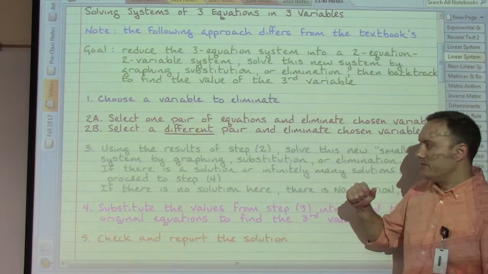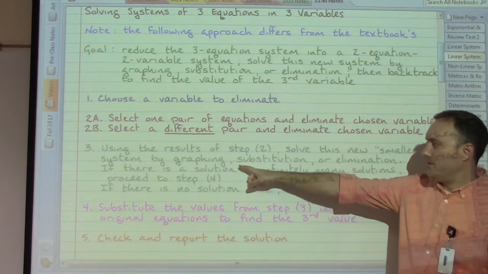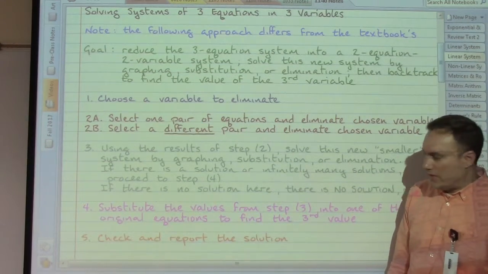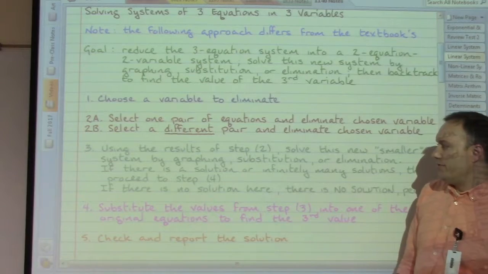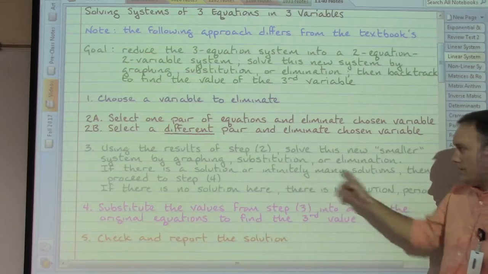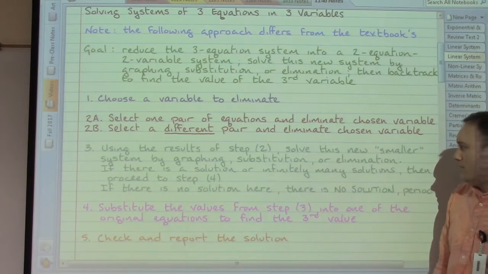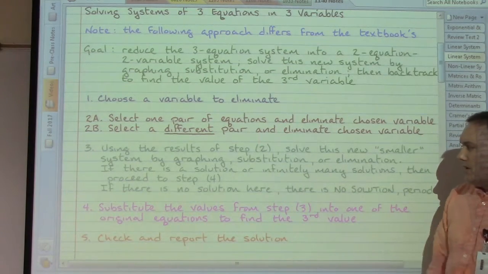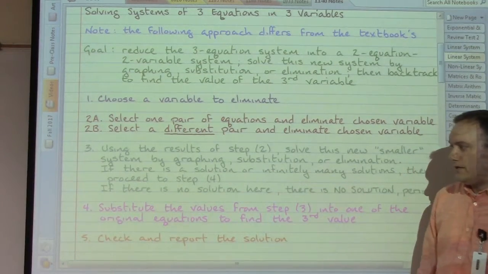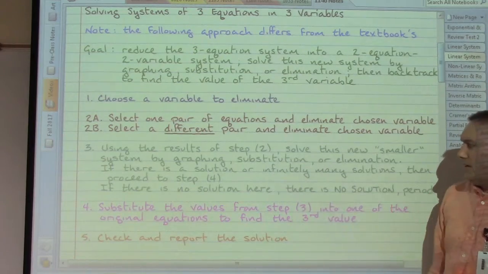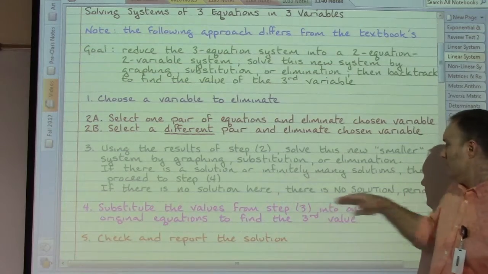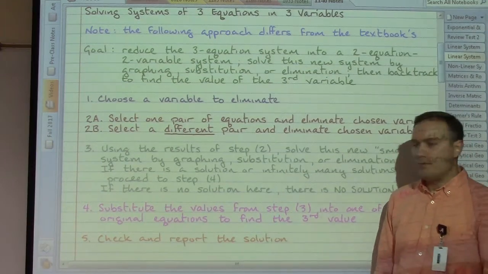with two equations. I can graph, use substitution, or use elimination / addition in order to figure out that particular solution. If there is one, there's certainly the distinct possibility that there's no solution or infinitely many solutions, and if there is a solution or infinitely many solutions, then I can go ahead and move along to step 4. If there's no solution here from that system of two equations and two variables, then there's just no solution, period.